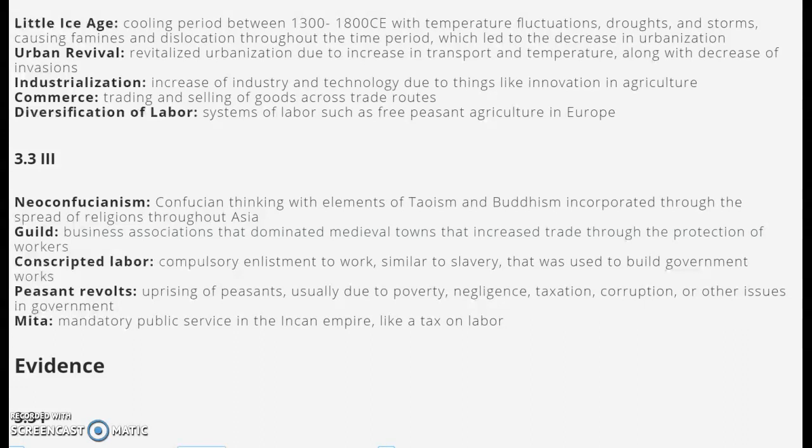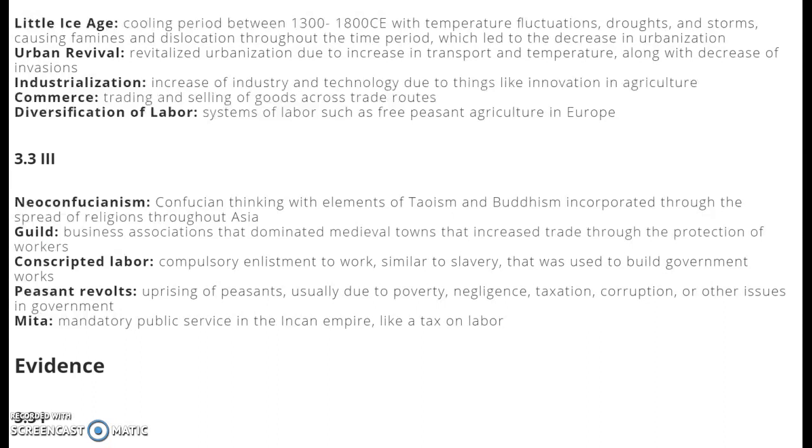And then guild, that was like the Hanseatic League, basically a union to protect the workers. Then conscripted labor, that was basically like slave labor, and Mita goes along with that because it was a tax on labor. The people that the Incas conquered would have to provide public service and labor for the Incas.